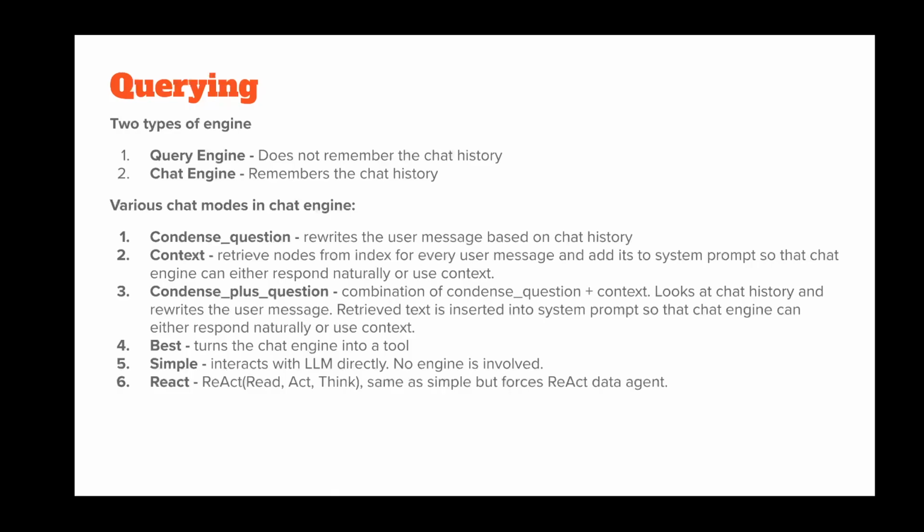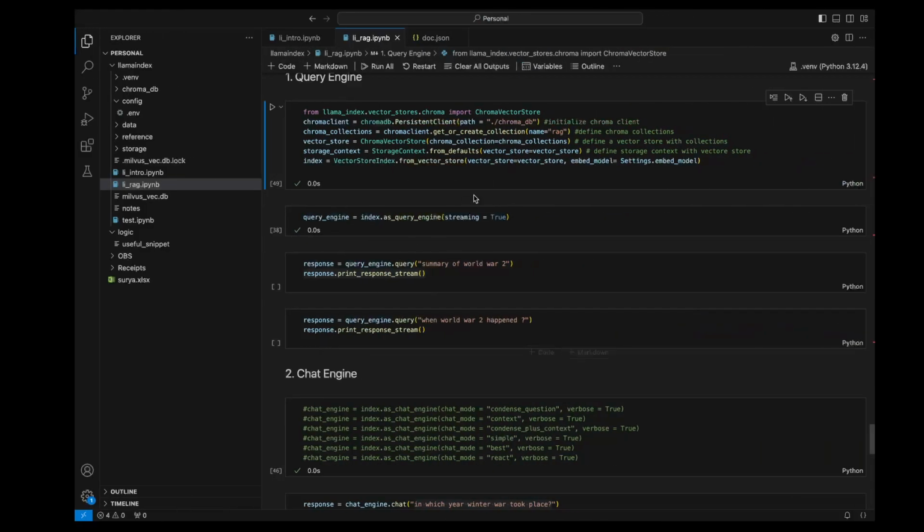in the query engine, each question will act as an individual or separate question, meaning you cannot ask a follow-up question pertaining to your earlier question. Whereas the chat engine is similar to how ChatGPT works. It remembers the previous context. So whenever you ask a follow-up question, even though it doesn't have the relevant context, it looks at the chat history and sets the follow-up question accordingly. We will look into that with some examples.